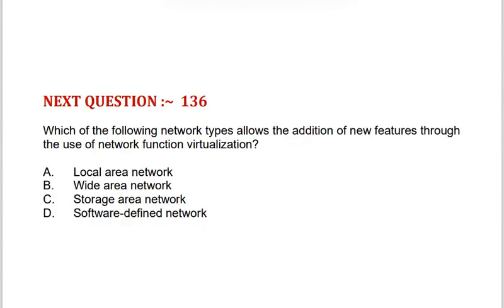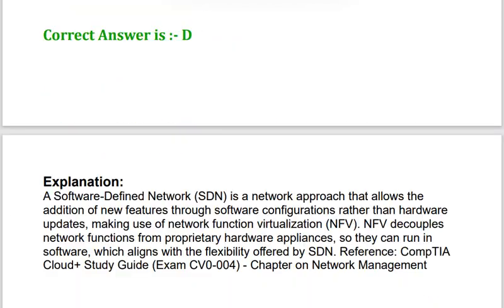Question is, which of the following network types allows the addition of new features through the use of network function virtualization? Option A, local area network. Option B, wide area network. Option C, storage area network. Option D, software defined network. Correct answer is option D.